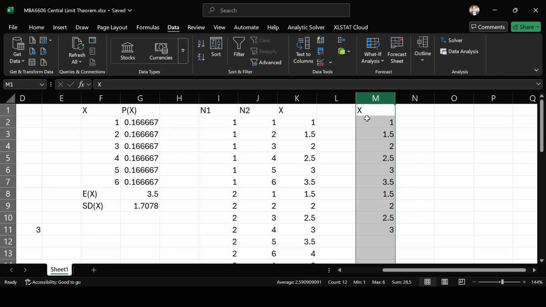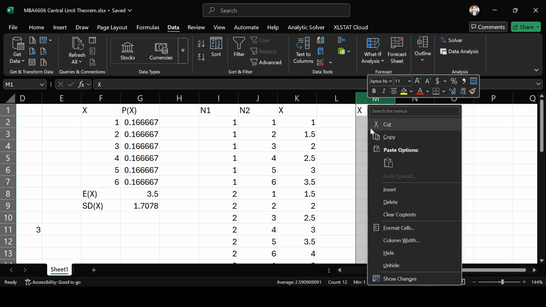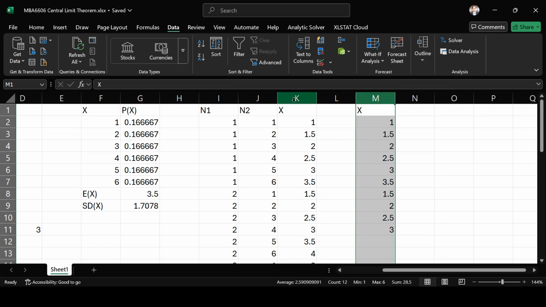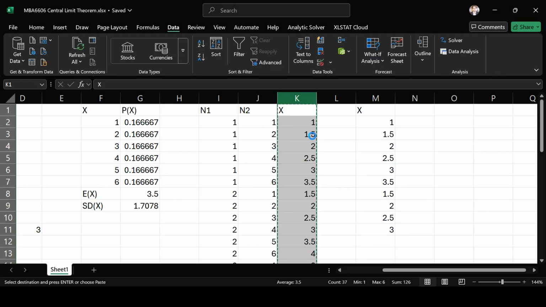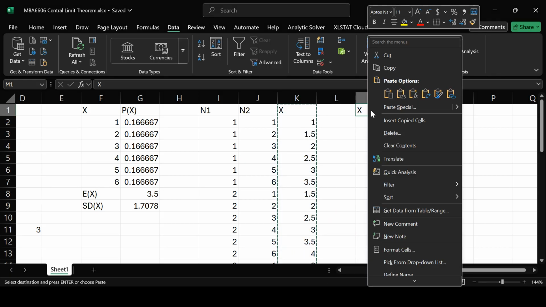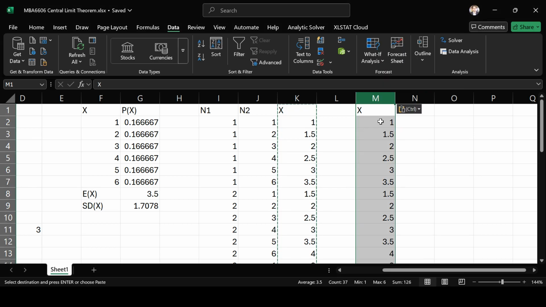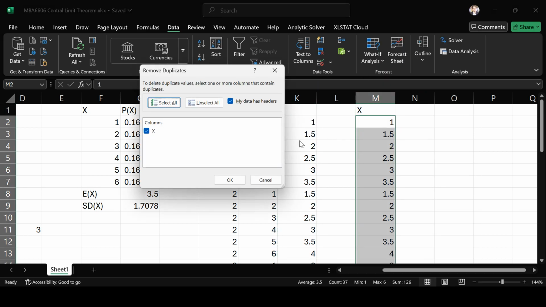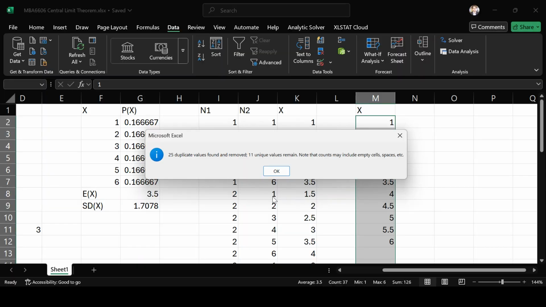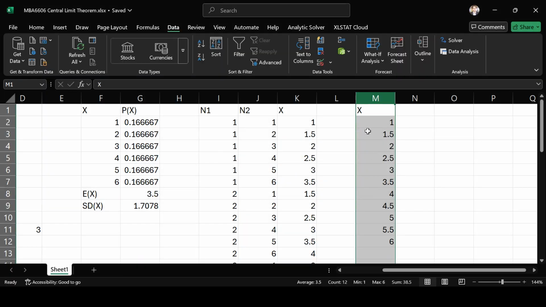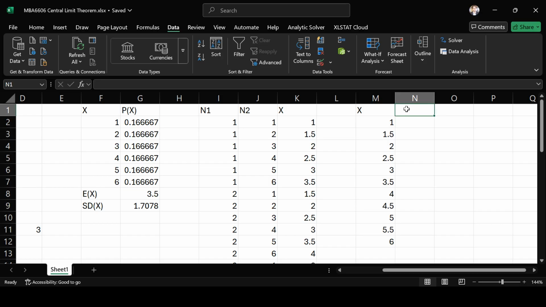Okay, since it's a formula, I need to paste it as values. And then remove the duplicates. So there are 11 different possibilities. We will calculate the expected value of these possibilities.